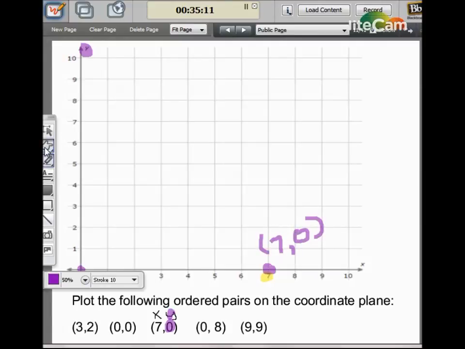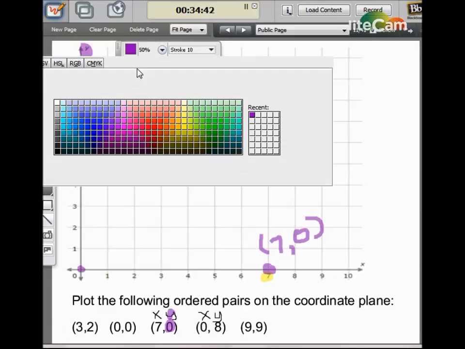Now let's look at 0, 8. A lot of you put that on the x-axis. It's on the y-axis because my 8 is on the y-axis. So I'm going to go to my x-line, my x-axis, and I'm going to find 0. There's my x-line, there's my 0 on my x-line, and then I'm going to go up on my y-line and find 8. So that point should be plotted right on the y-axis at 0, 8.